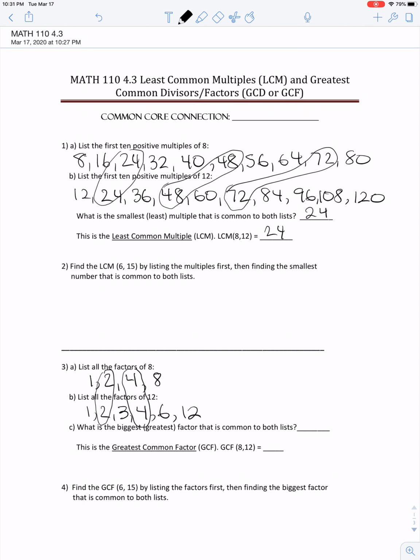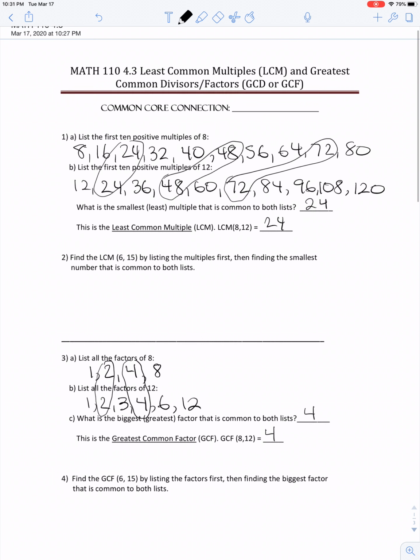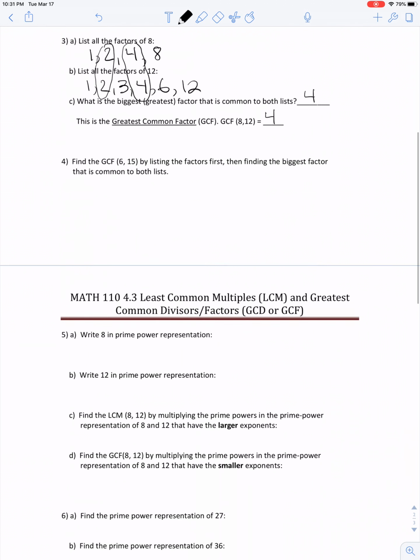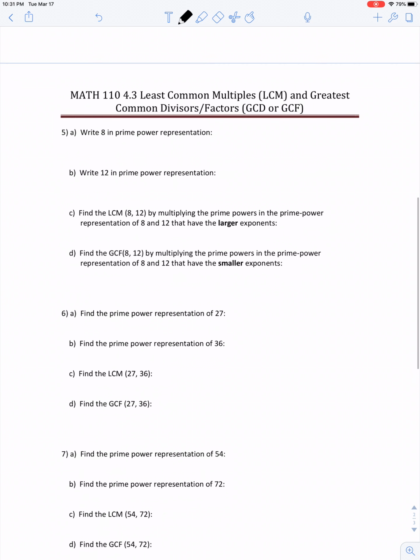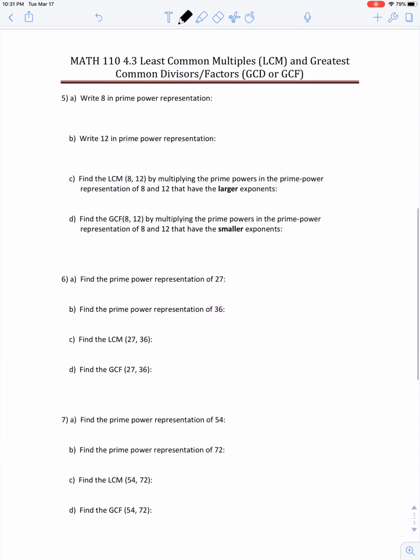But since we're looking for the biggest thing that's on both lists, the greatest common factor would just be 4 in this case. So the greatest common factor between 8 and 12 would just be 4. All right, so again, 4 is just like 2. I'm going to leave that one for you. So that's our set theory approach to finding least common multiple and greatest common factor.